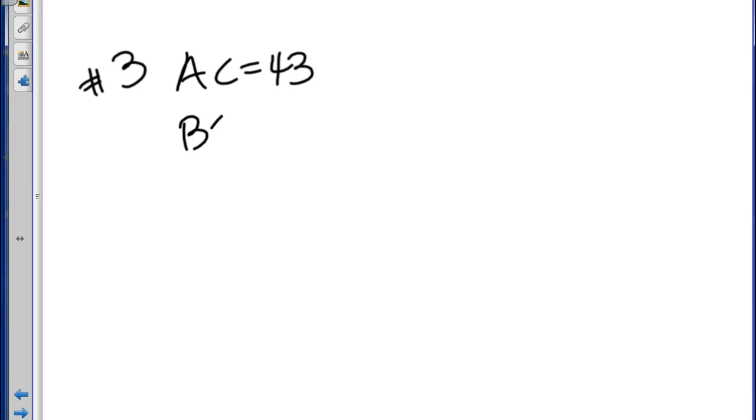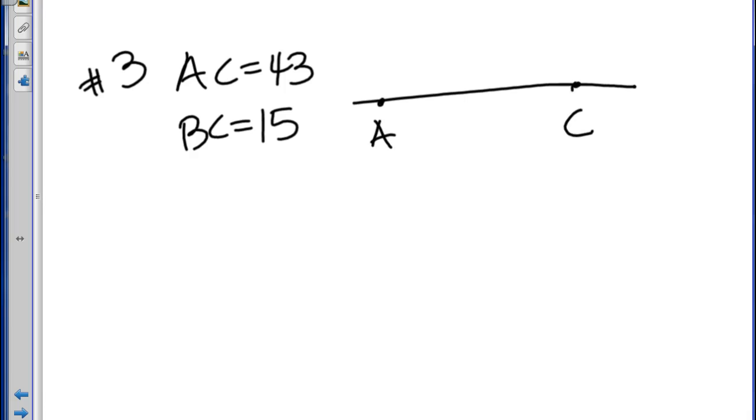All right, almost finished, guys. AC is, this is number 3. AC is 43. BC is 15. Find AB. All right, so AC is 43. And BC is 15. All right, so all the way across, 43. Part way is 15. Do we need to add those pieces or subtract them?